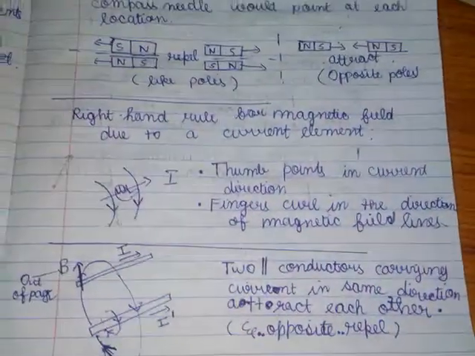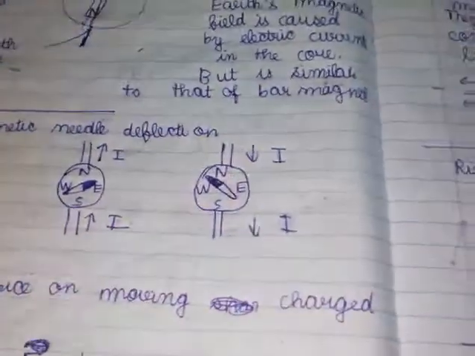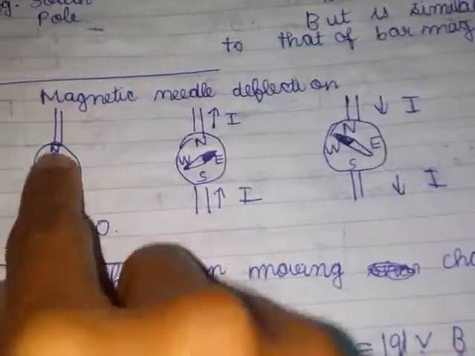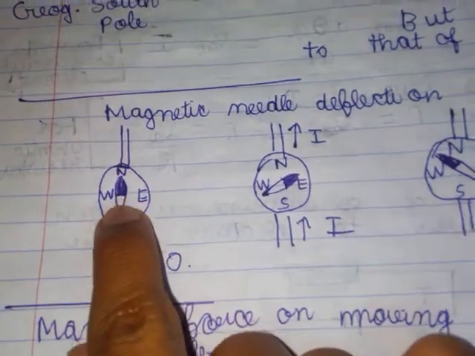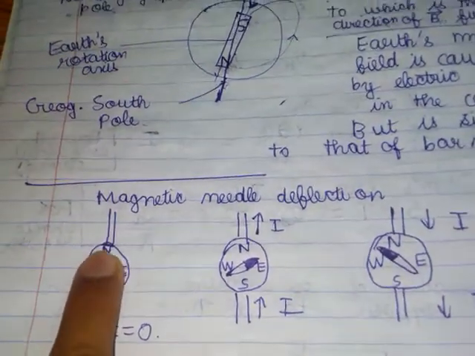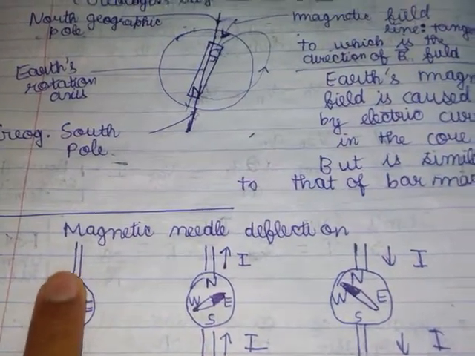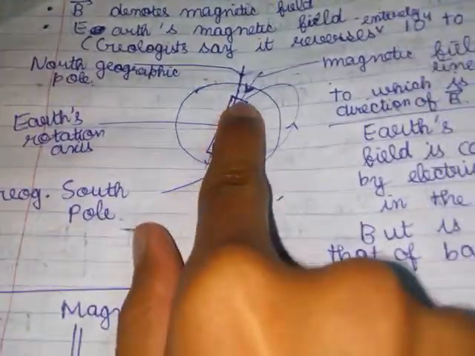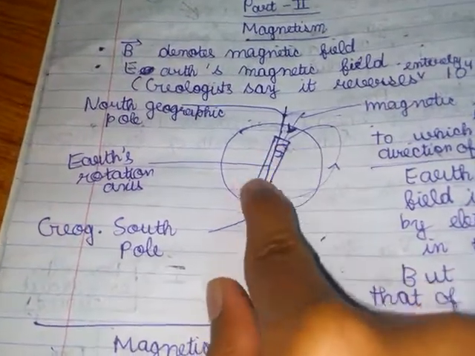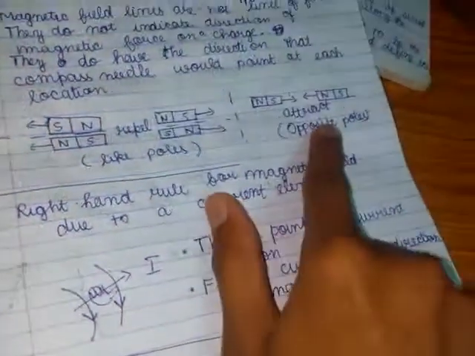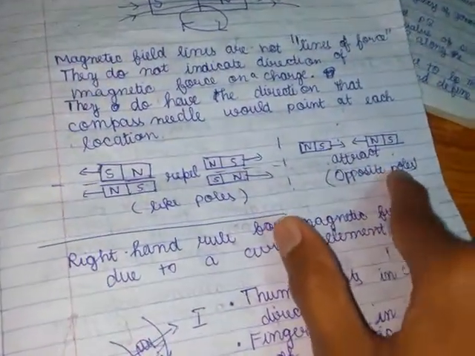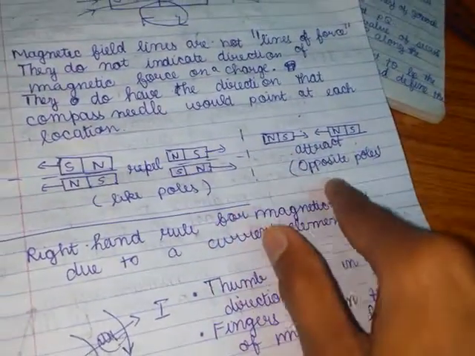And now we can use this knowledge to understand the deflection here. When no current was flowing, the north pole of the compass needle points towards geographic north, that is towards the Earth magnet's south pole, because opposite poles of two magnets attract each other.